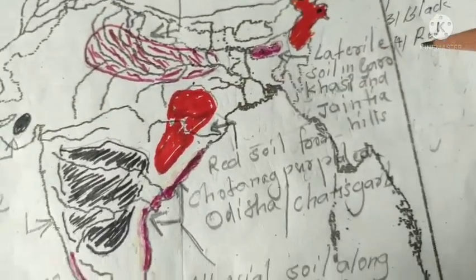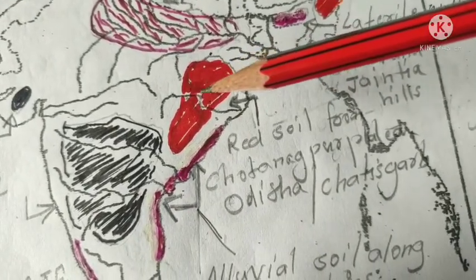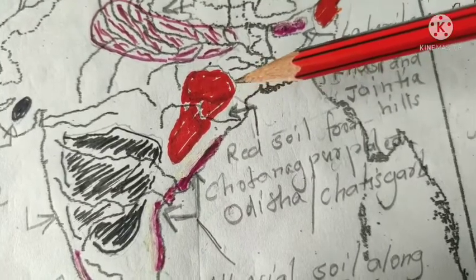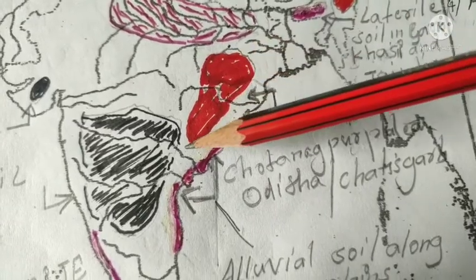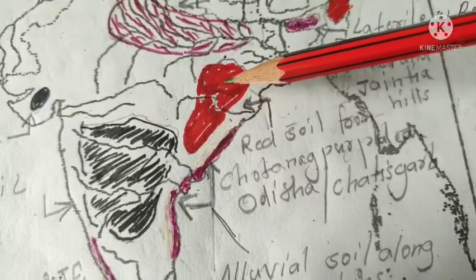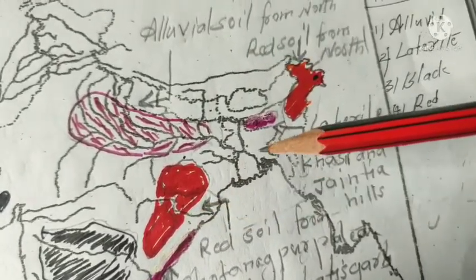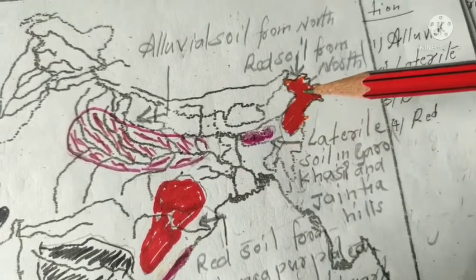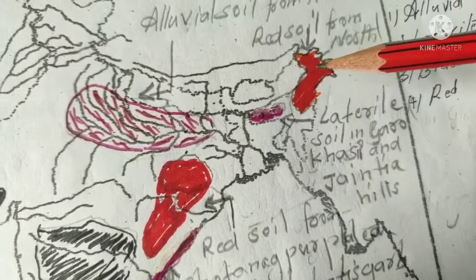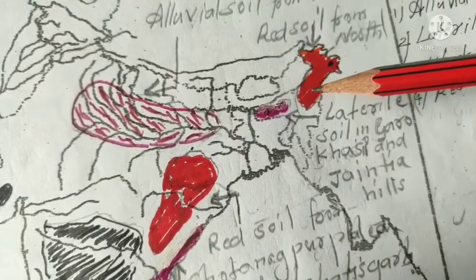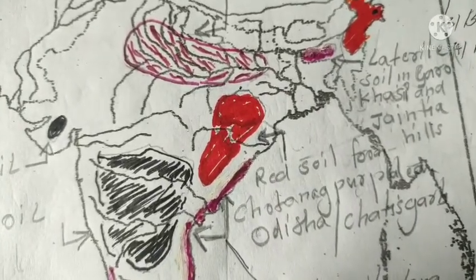And the next is the red soil. The red soil is found mainly in the Chota Nagpur Plateau, Odisha and Chhattisgarh, means just below the river Damodar. And from here to here, a small area you can mark for the red soil. And if you are asked for red soil from the north or the northeast, you can also show it in Assam. In Assam also red soil is here, means this is the Assam area from here to here. So this is the red soil. So this is all regarding the soils of India.